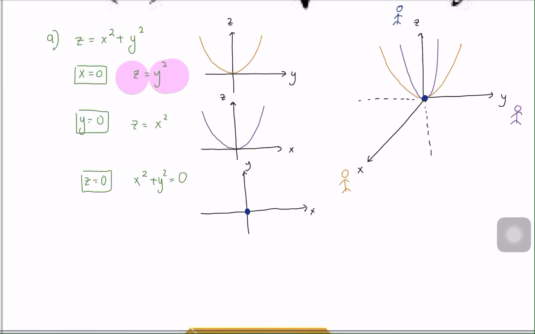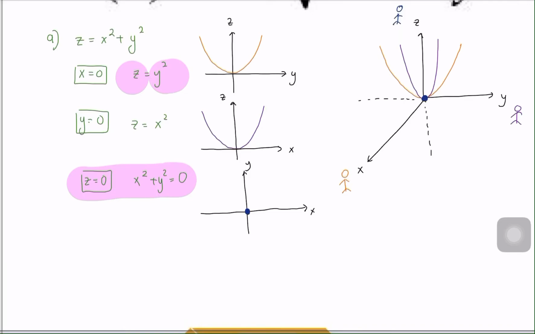Because these traces are not complete, we don't know how to merge them. We only have two parabolas and one dot, so we cannot merge. That's why we need a level curve for the xy plane. So what is the xy plane? It is this one, for z here.